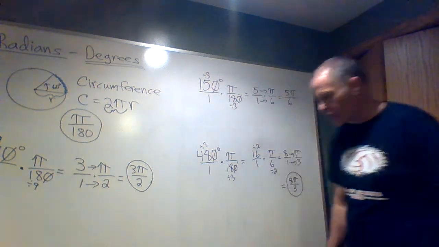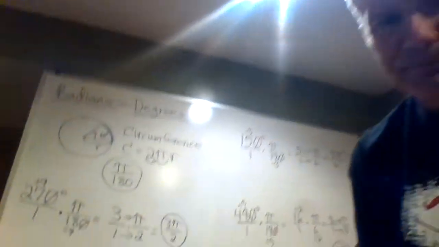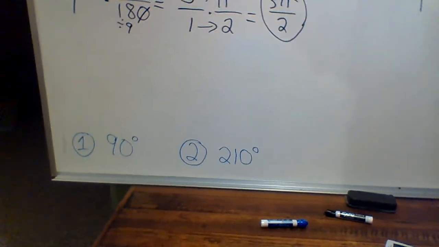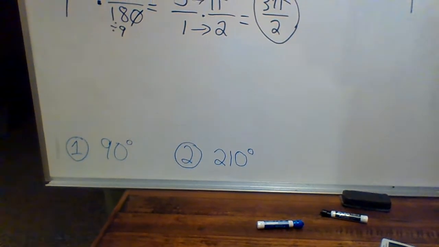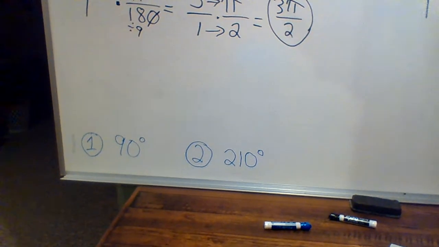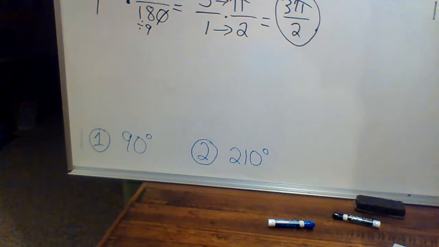Okay, so again, just do the best you can on these. Okay, the homework problems are down here. Again, just take them times pi over 180, reduce what you can as far as you can go down. Okay, and that's going to be our problem.